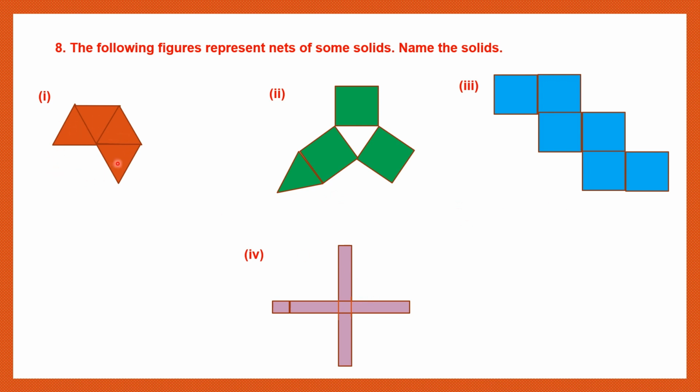There are 1, 2, 3, 4 triangular faces, isn't it? So this is a polyhedron, and since it has 4 triangular faces, this is a tetrahedron or a triangular pyramid. Okay, it's also known as a triangular pyramid. The next one, we can see a triangular base here, isn't it? So this is a triangular prism. The next one, we did a question based on this. So you know this is the net of a cube. And this one, looking at the shape here, you can make out that this is the net of a cuboid.